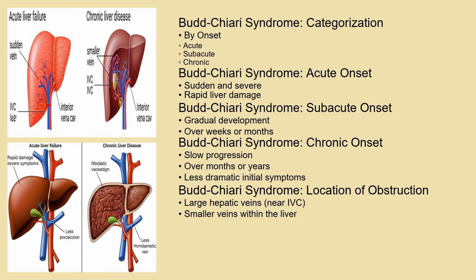Acute Budd-Chiari presents suddenly and severely, with rapid liver damage. Subacute develops more gradually over weeks or months. Chronic Budd-Chiari progresses slowly over months or years, often with less dramatic initial symptoms.